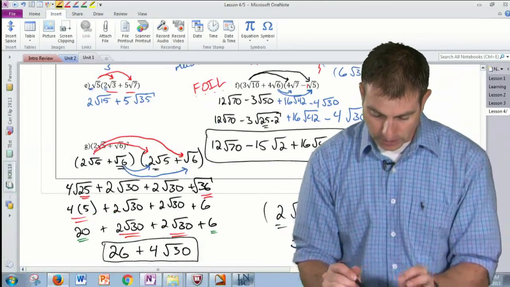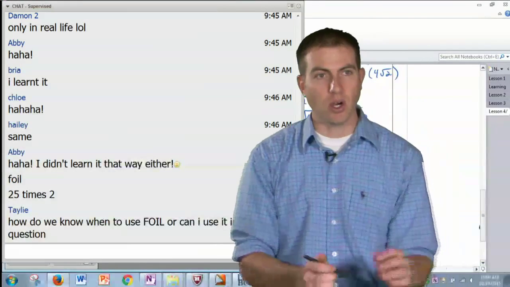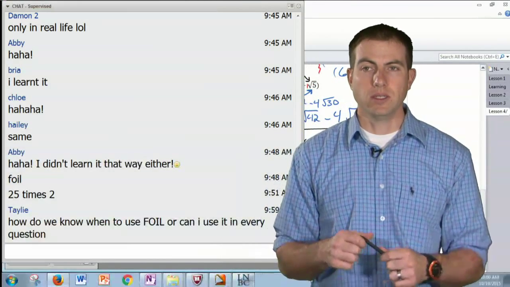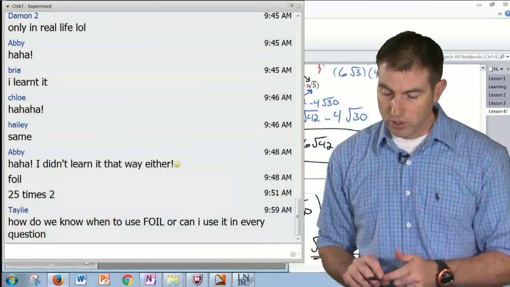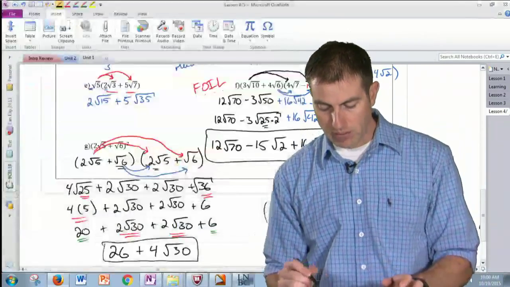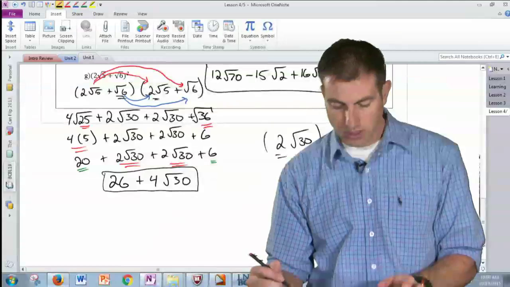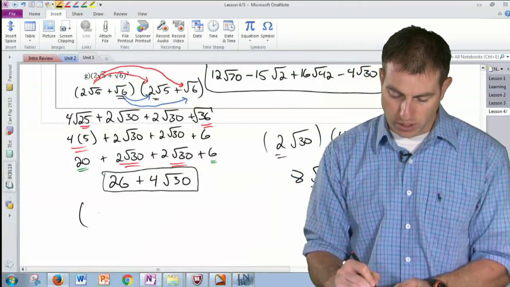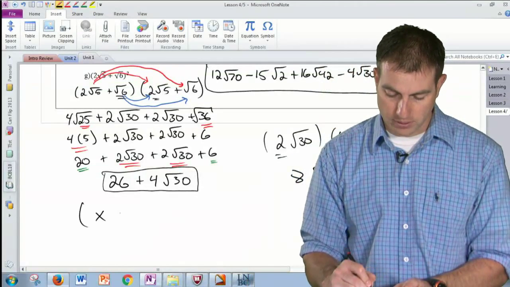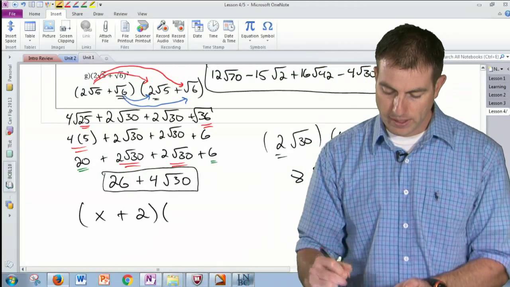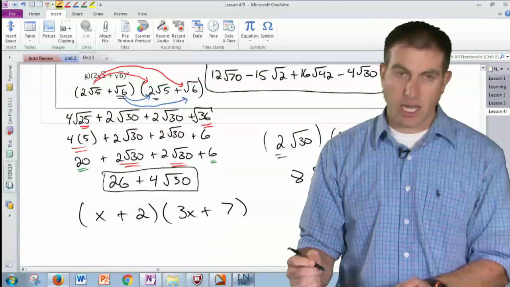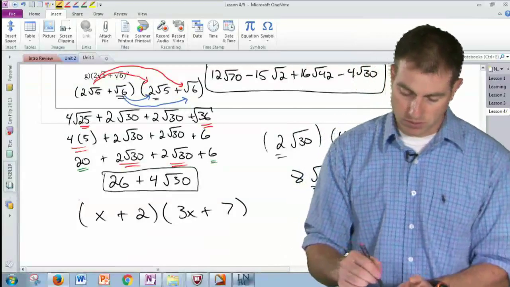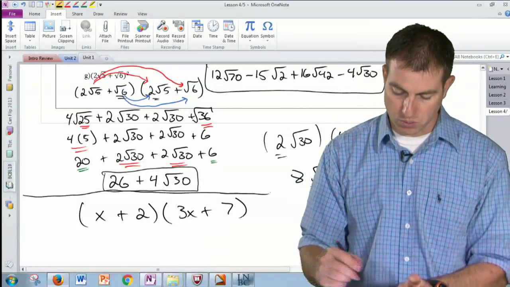Taylor's asking a good question here. How do we know when to use FOIL? And can I use it in every question? Taylor, when we use FOIL, we're going to have questions that look like 2 things. So if I had x plus 2 and 3x plus 7, these are called binomials. So I have polynomials with 2 terms.